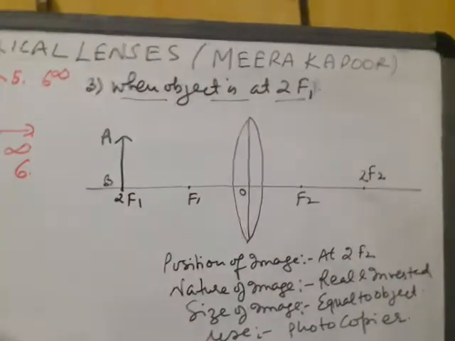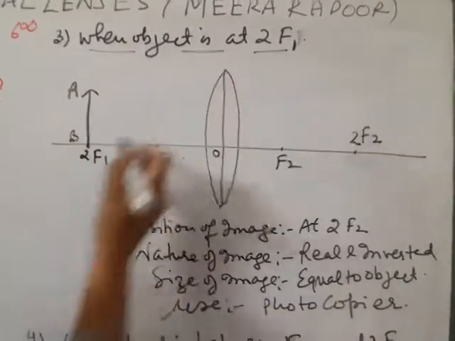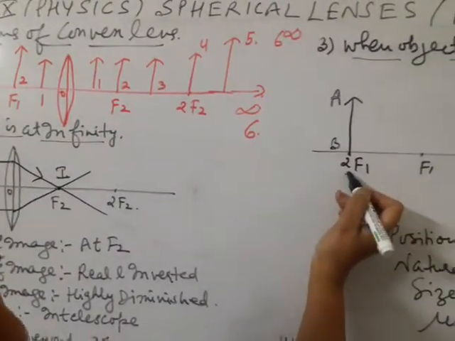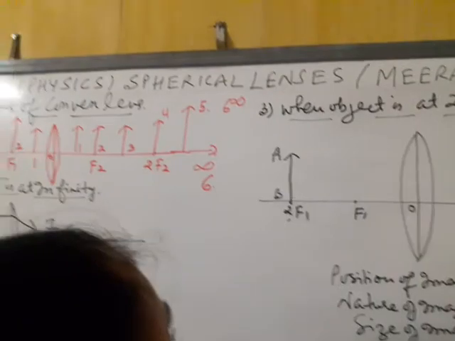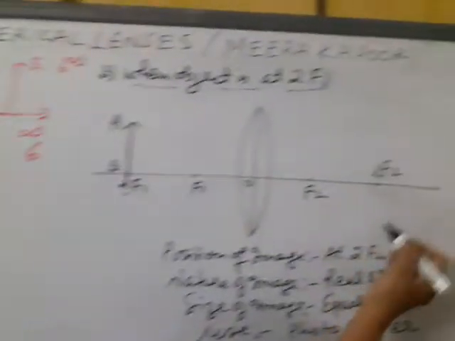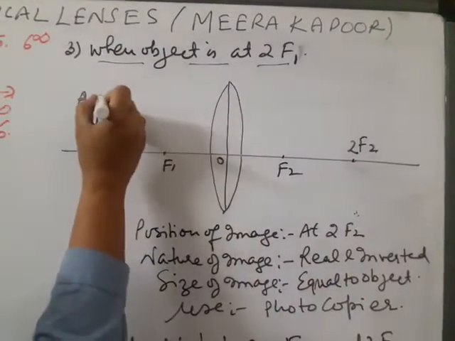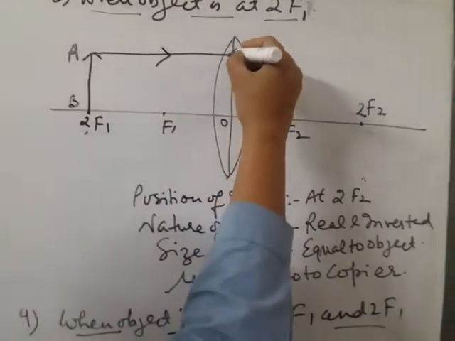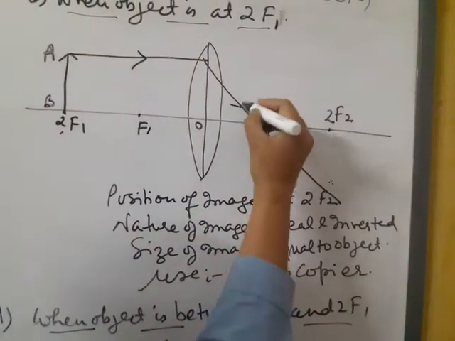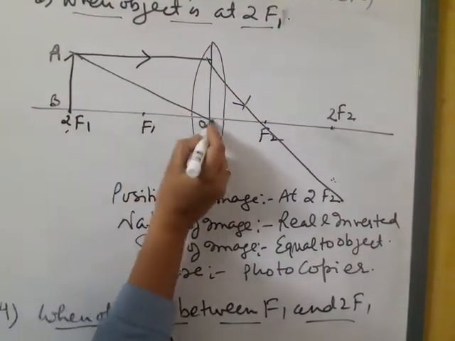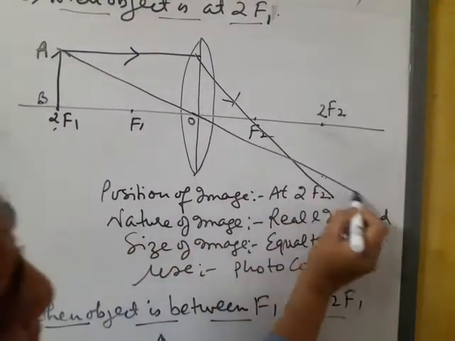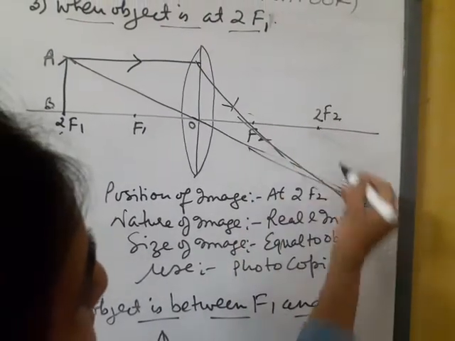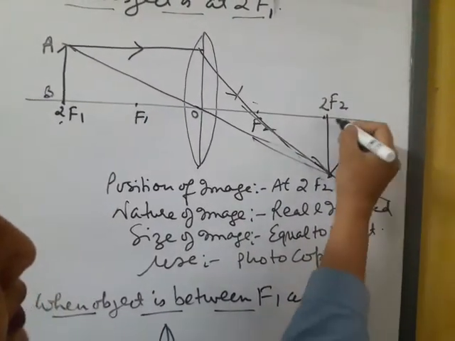Third we will do when object is at 2F1, and 2F1 is number 4. 4 plus 4 is 8, and this image will be formed below 2F2. So let's draw it. First ray parallel to principal axis passes through focus. Second ray passing through optical center goes straight. It will go straight, and you will see that image is formed here.